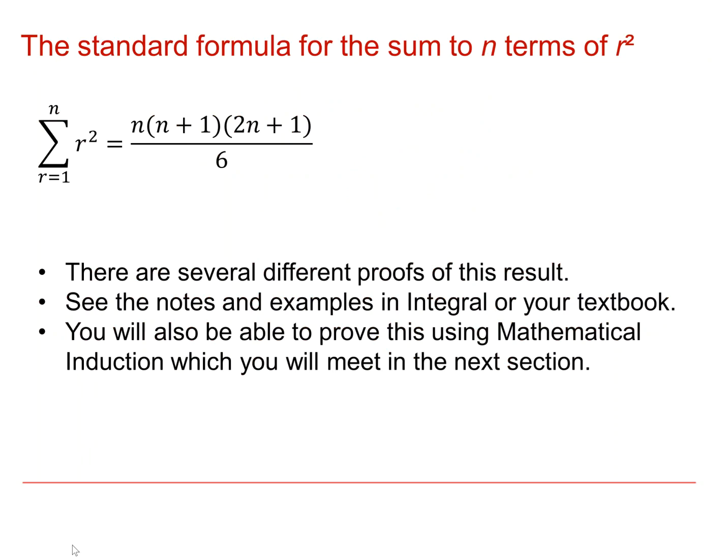Here is the standard formula for the sum to n terms of r squared. There are a number of ways of proving this result, and some of them are in MEI Integral and some will be in your textbook. In the next section, you'll be learning about mathematical induction, and you'll be able to prove this result using that method. For now, you just need to be able to use the formula, which will be given in the formula book.